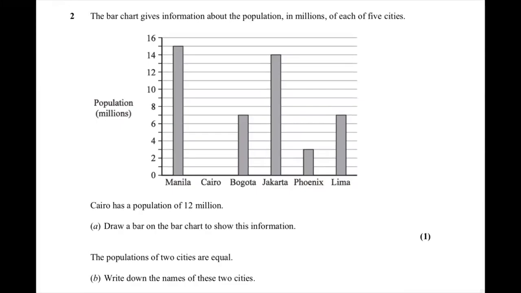Okay, so we need to draw a bar on the bar chart to show that Cairo has a population of 12 million. Two cities are equal, write that down. Well, we can see that that's Bogota and Lima.